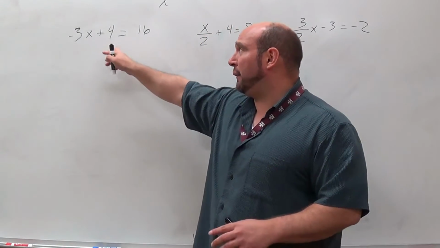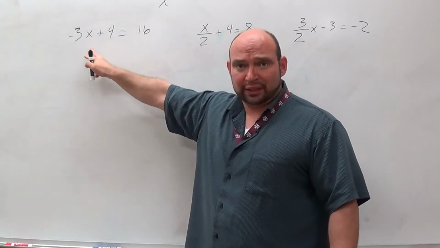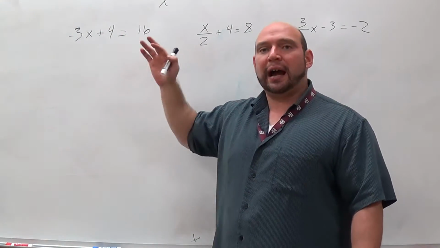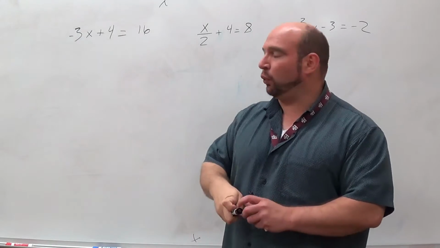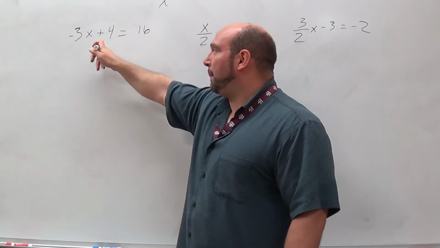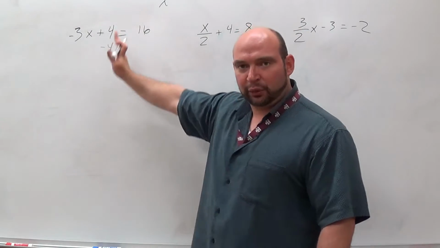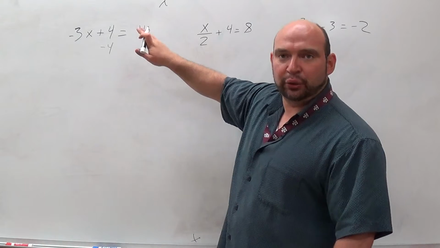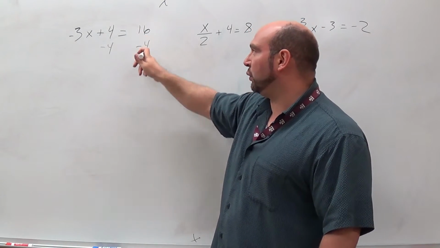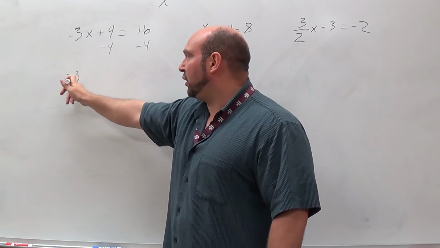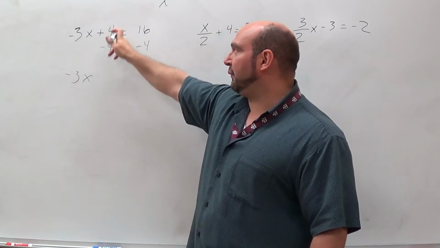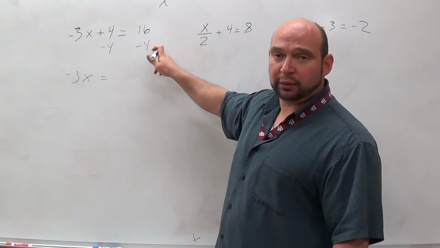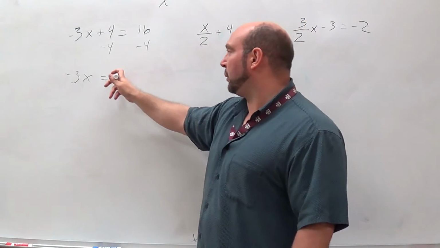So I got a 4 hanging out on the side of the x, and I want to get rid of it. Well, this is a positive 4, so I'm going to do the opposite. The opposite of positive 4 is negative 4. So I throw up a negative 4. But again, this is my equal sign, which is my balance point, right? So what I did to this side, I got to do to my other side. So I subtract 4 here. So this becomes negative 3x. The negative 4 and the positive 4 cancel out. And 16 minus the 4 is going to be 12.